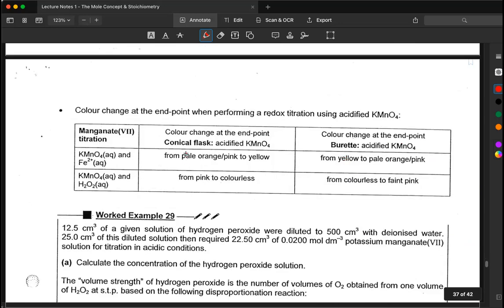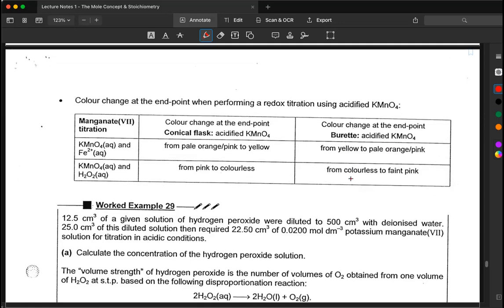So if you have the burette with the KMnO4, and you have Fe2+ in the flask, the Fe2+ itself is oxidized, and it appears a bit yellow. Then you will turn pink. The mixture will actually be a bit yellow. And if it's H2O2, it will be colorless to faint pink.